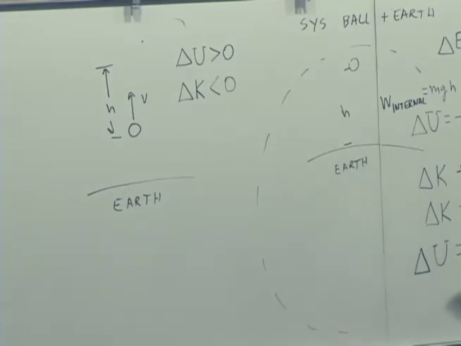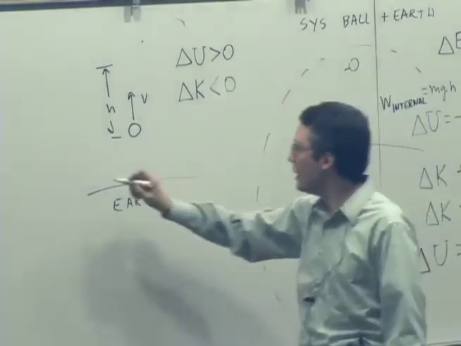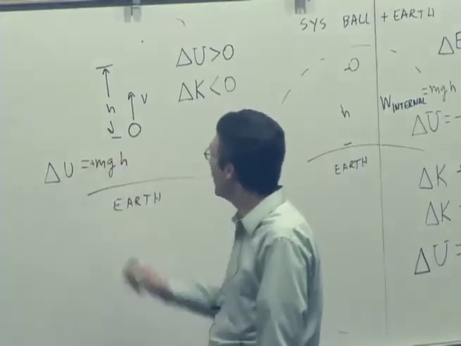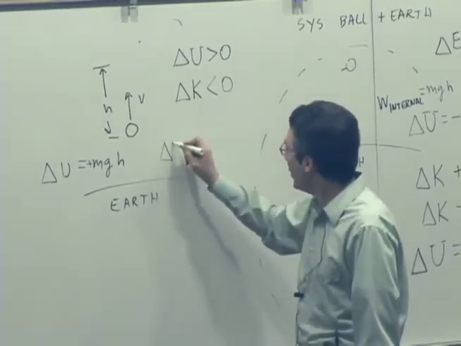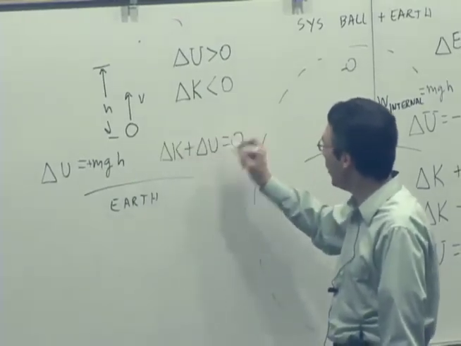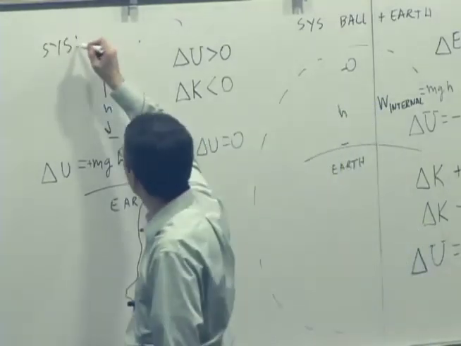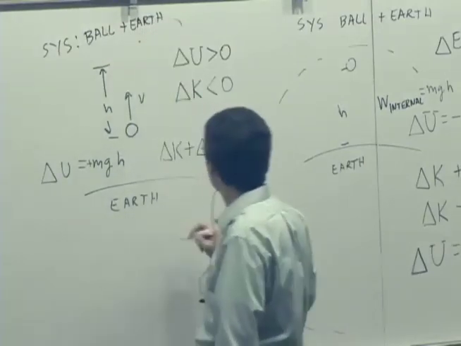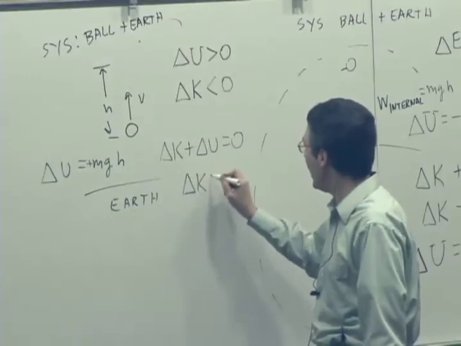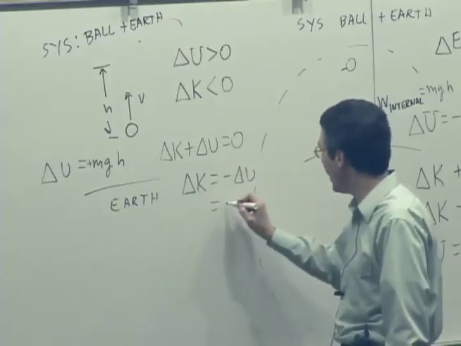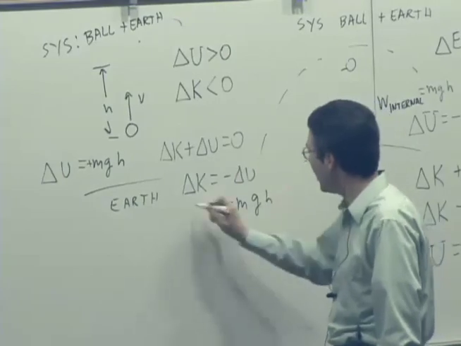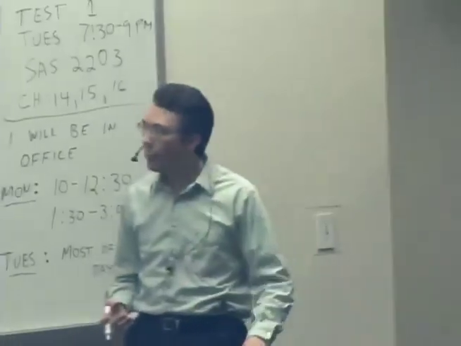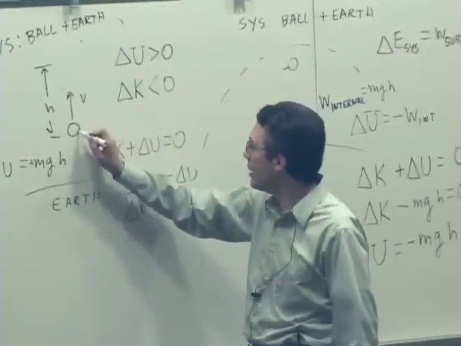So here's a situation where we look at the sign of the potential energy. The change in potential is going to be positive mgh in this case. And so delta K plus delta U equals 0. Again, I'm using a system of the ball and the Earth. Delta K is then going to be negative delta U. Delta K is negative mgh. Kinetic energy goes down. Again, it makes sense, right? It's going to be slowing down as it moves upward because the gravitational force is downward.